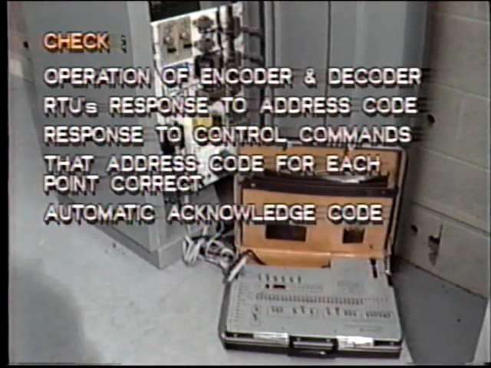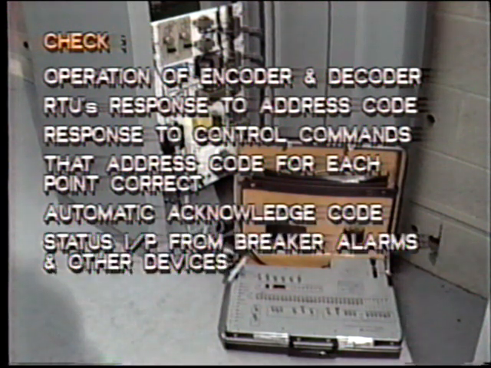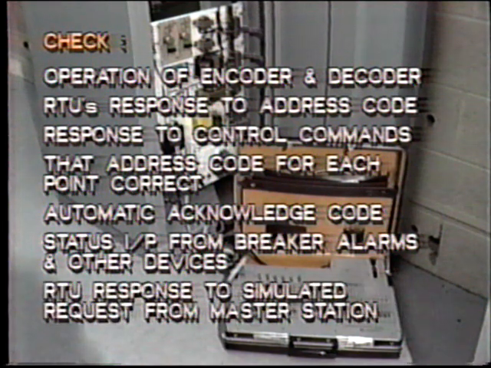Check the automatic acknowledge code. Check the status input from breaker alarms and other devices. This is done by simulating changes in status. Check the RTU response to a simulated request from the master station for full scan or partial scan.